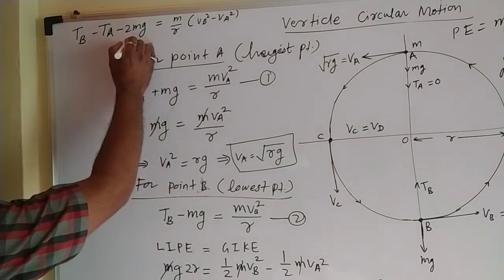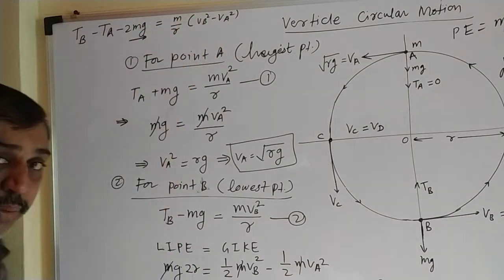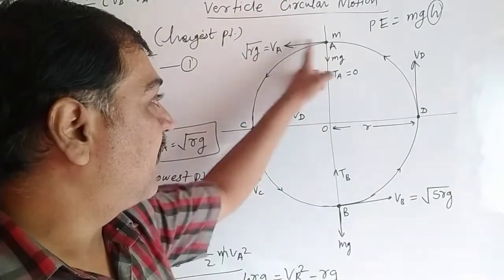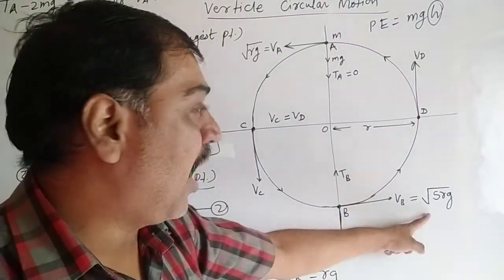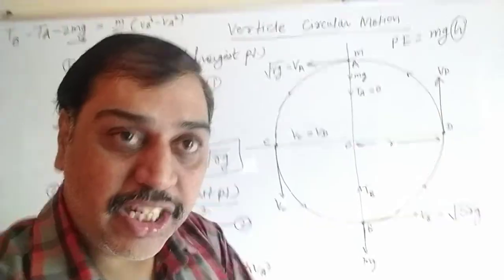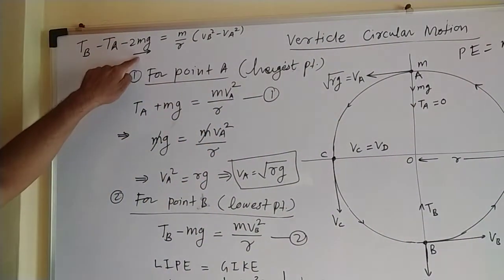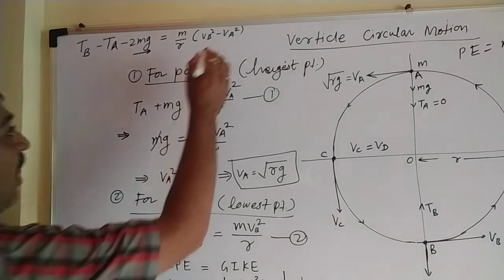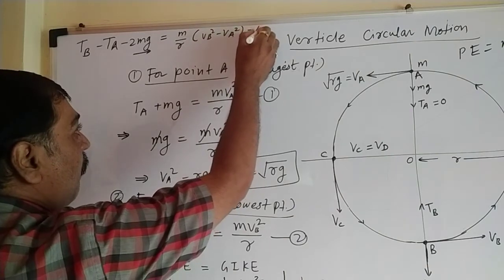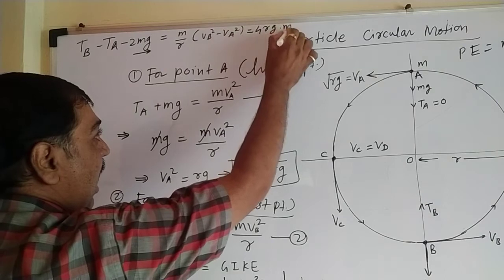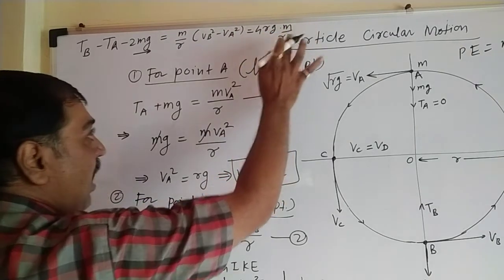If we move this mg to that side and put the values of vB square and vA square, just see, vB square is what? Just as we have written here, 5rg. vA square is what? rg. 5rg minus rg is 4rg. 4rg plus this twice mg. Okay, 4rg plus twice mg. So we can write this as equal to 4rg into m by r as it is.